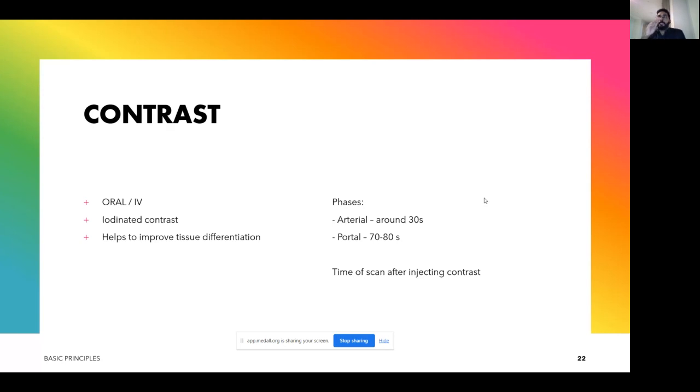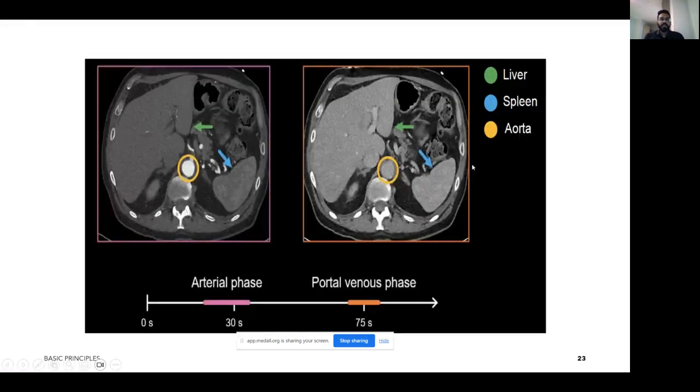What is it? Basically, it's very simple. All it means is that the time you take the scan after injecting the contrast will determine what phase of scan you have. So imagine these two are the phases, arterial phase and portal venous phase. What is happening? When you inject the dye into the vein, it first goes into the right side of the heart, from there to the lungs, from there to the left side of the heart, and from there to the arteries. It takes about 30 seconds for that.